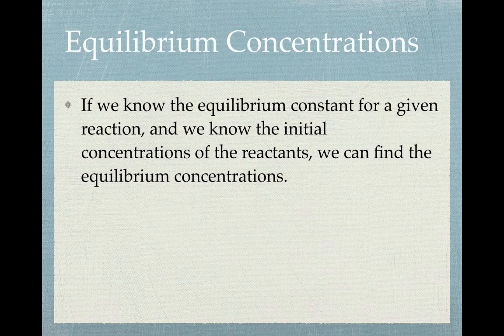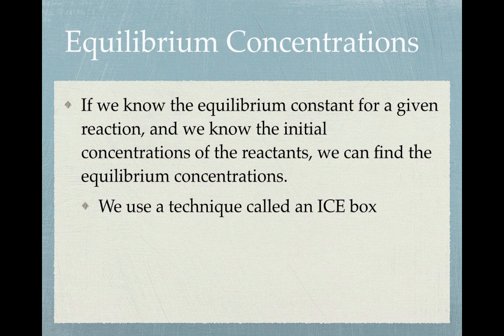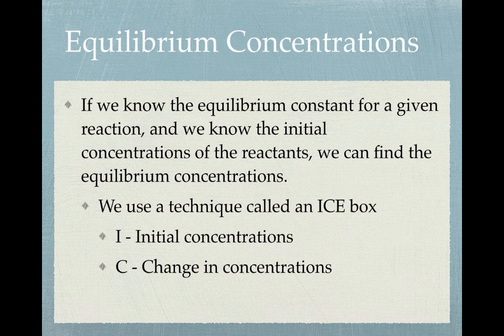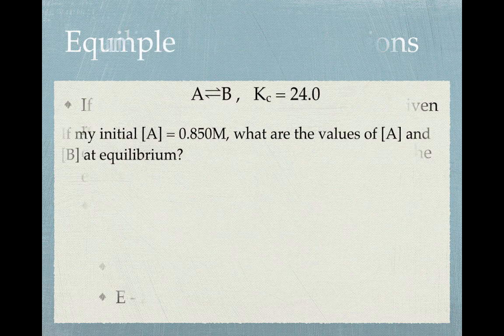Well, equilibrium concentrations can be a little bit difficult to find, but as it turns out, we do have some techniques. If we know the equilibrium constant for a given reaction, and we know the initial concentrations of the reactants, we can calculate what we would expect the equilibrium concentrations to be. The technique that we use is called an ICE box, and ICE stands for initial concentrations for I, the change in the concentrations for C, and the equilibrium concentrations for E. So let's take a look and see how we set one of these up.